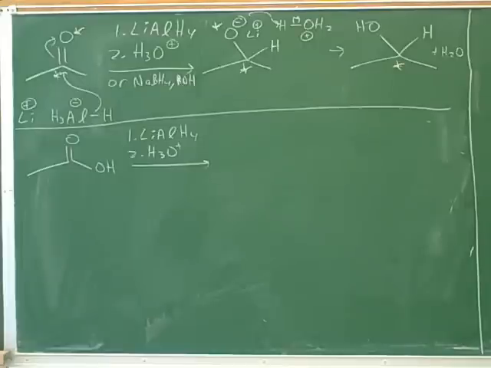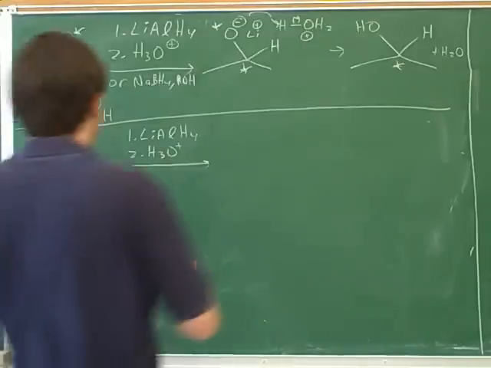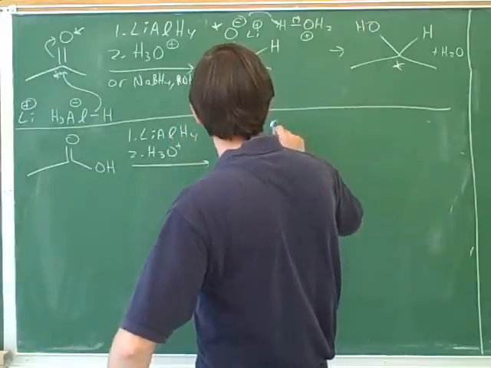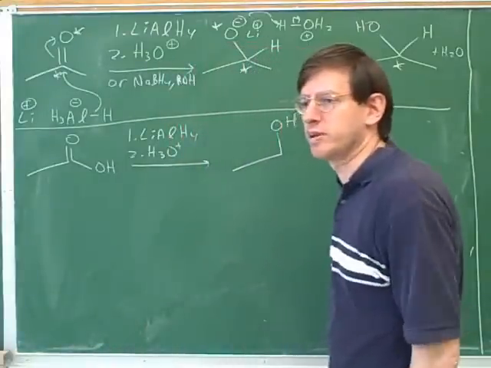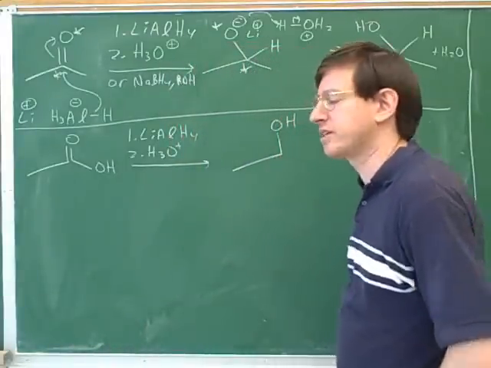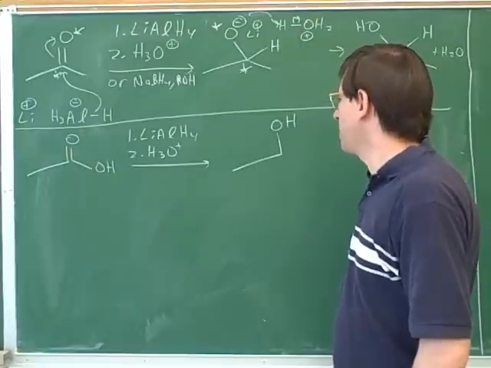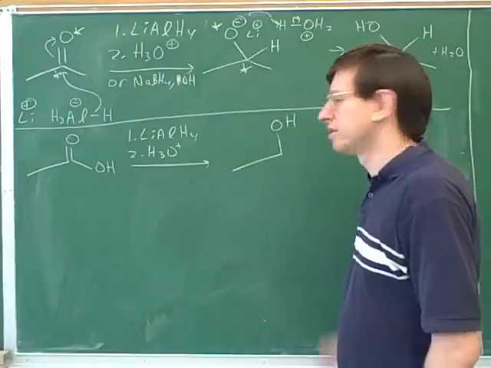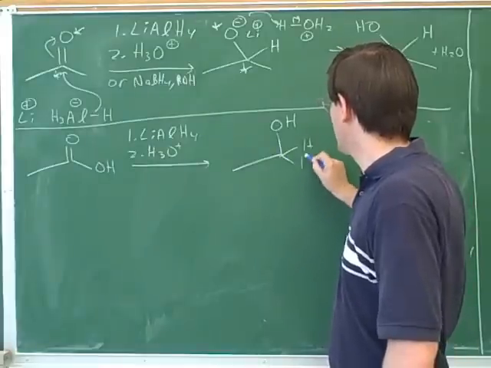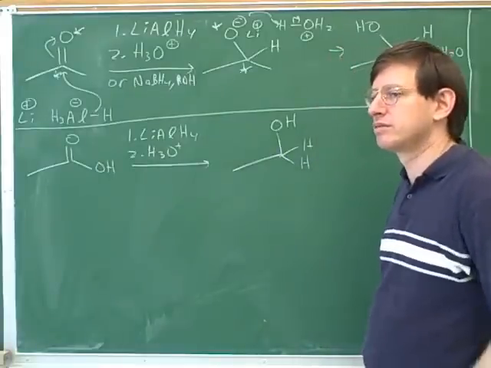Let's see. That's actually right. We're simply going to turn the carboxy carbon into an alcohol carbon. We've simply turned the carboxy carbon into an alcohol carbon. So by the way, how many hidden hydrogens must this have? Two. So you can either draw those or not, depending on what you like.